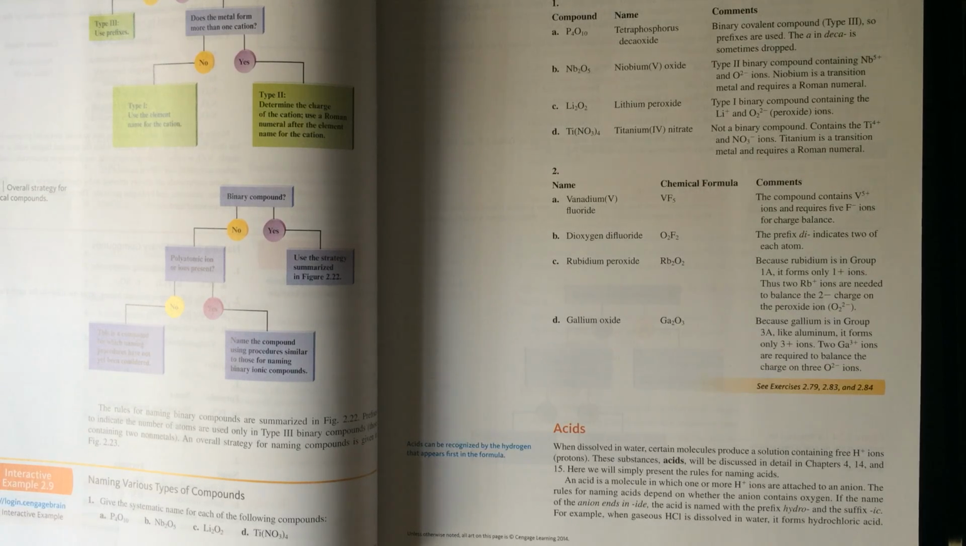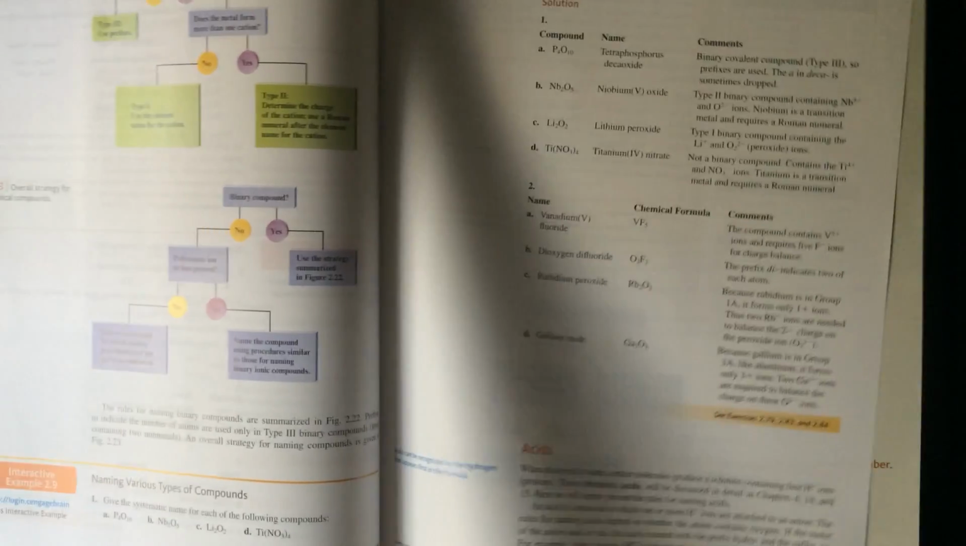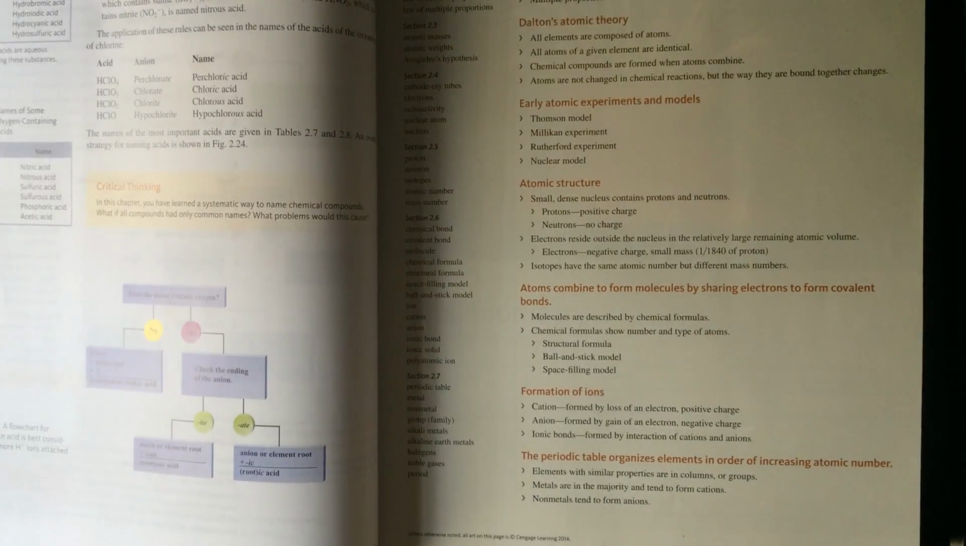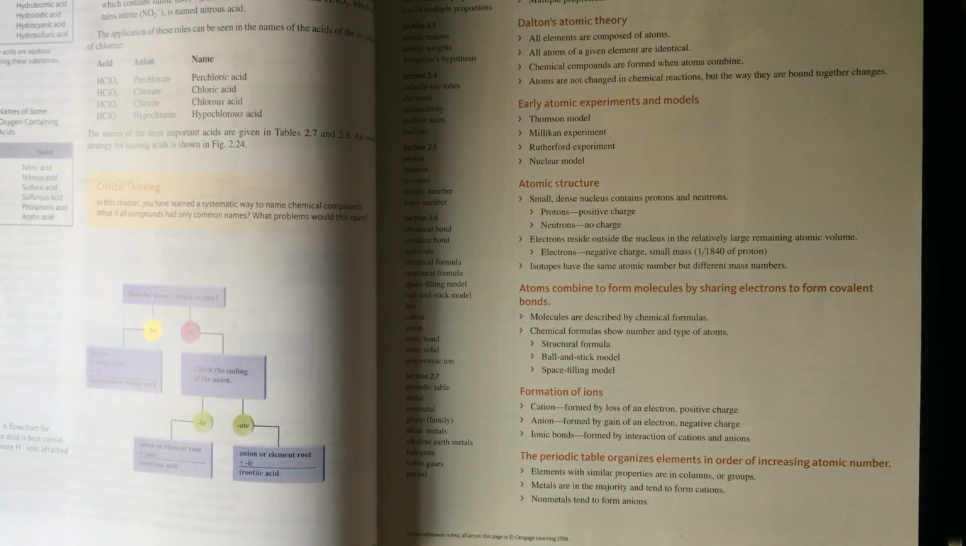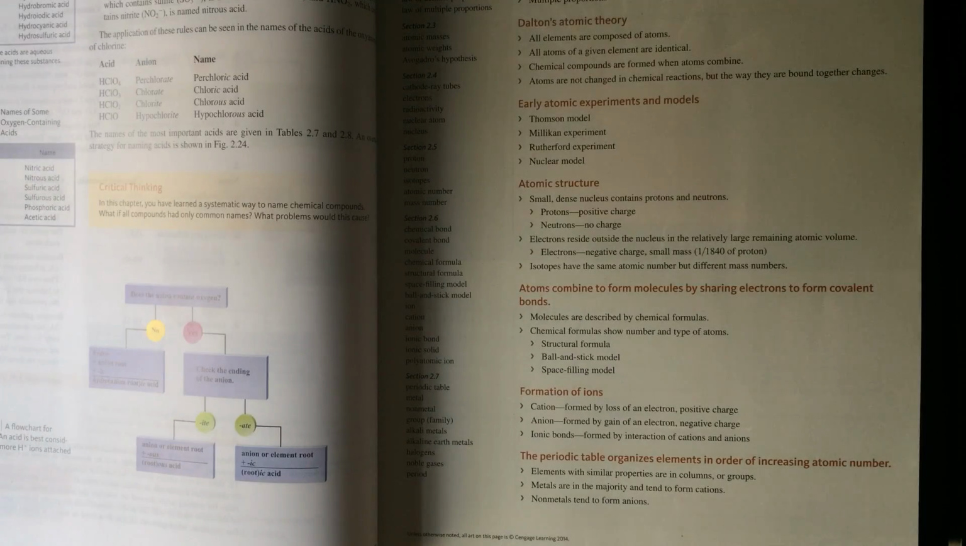If the name of the anion ends in -ide, the acid is named with the prefix hydro- and the suffix -ic. For example, when gaseous HCl is dissolved in water, it forms hydrochloric acid. Similarly, HCN and H2S dissolved in water are called hydrocyanic and hydrosulfuric acids, respectively.